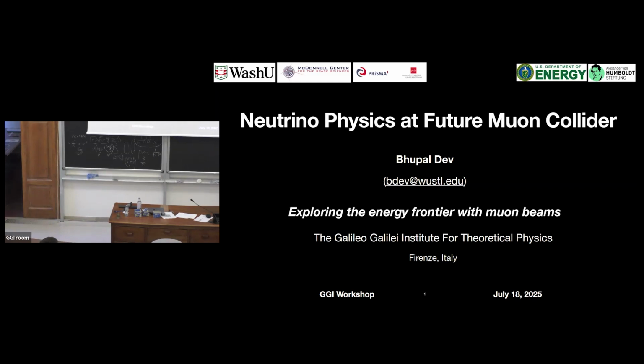Initially the title was probing the neutrino mass mechanism at a Muon collider, but I decided to make it a little bit broader, and I'll discuss first some standard model physics with neutrinos, and then some BSM physics at a Muon collider. So thanks to the organizers for having me here. It's my first time here at GGI, so I got a t-shirt. It's really nice. Okay, so let's get started.